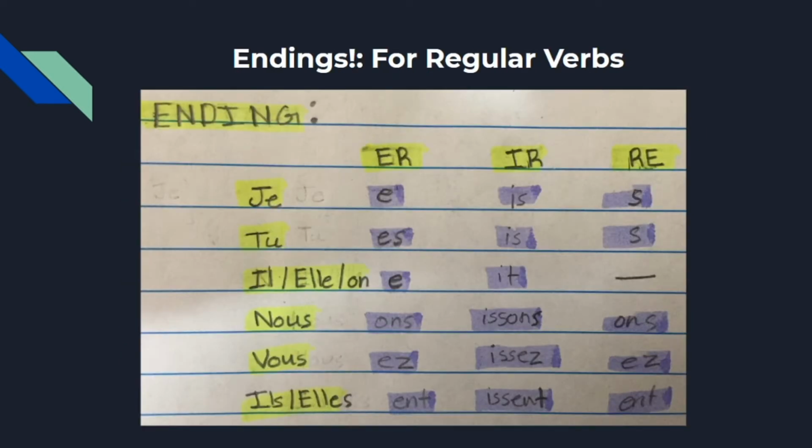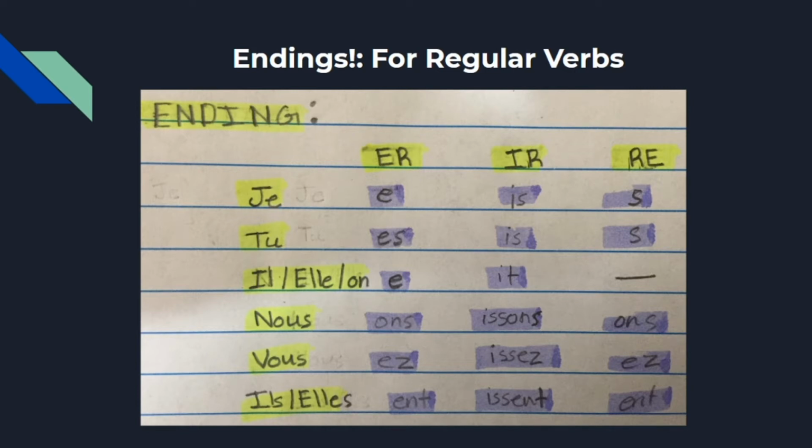Now let's get started off with the basics, as we always do in our videos. Once we get those down, we'll be able to conjugate essentially any regular verb that comes our way for present tense. So let's start with our ER endings, as every verb in French has either an ER ending, IR ending, or RE ending.